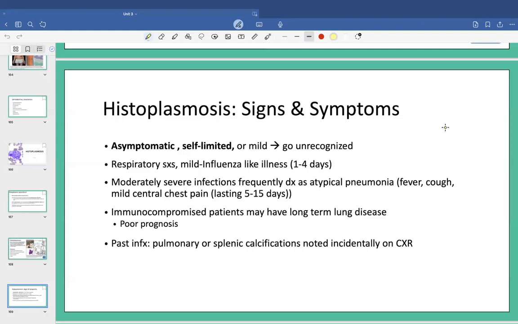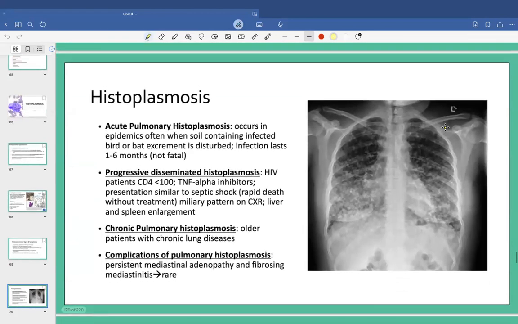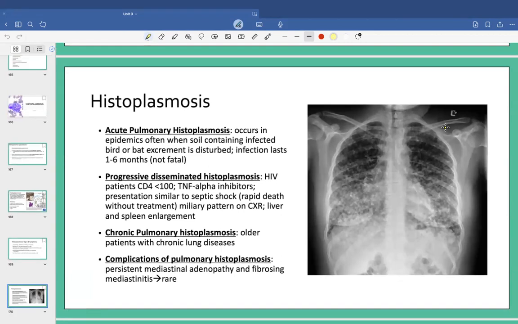So histoplasmosis is clinically evident in several forms. The first being acute pulmonary histoplasmosis. This occurs in epidemics when the soil containing infected bird or bat excrement is disturbed. So this is going to be affecting several people at one time. These symptoms usually can last 1 to 6 months. They may have, again, those mild flu-like symptoms, but they could have pneumonia as well, but usually this is not fatal.